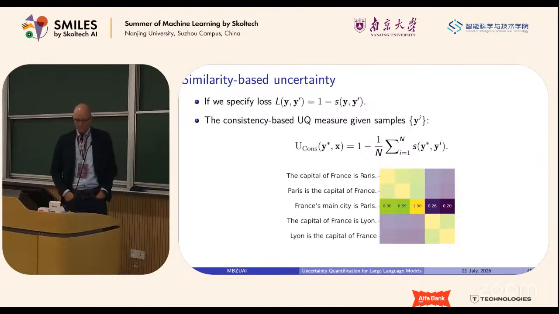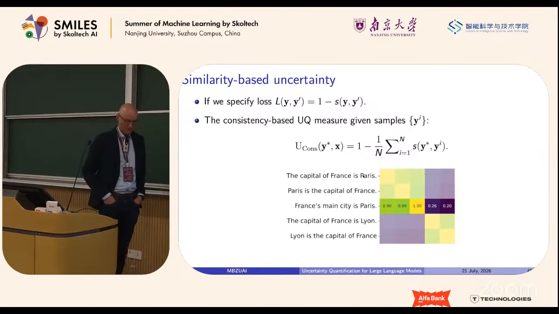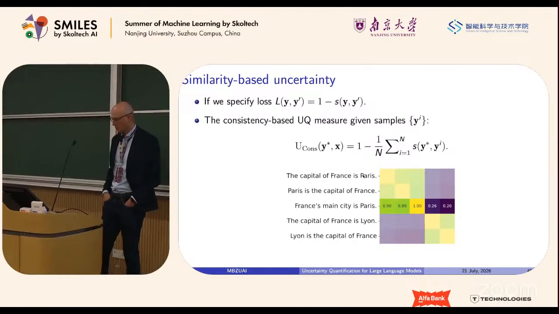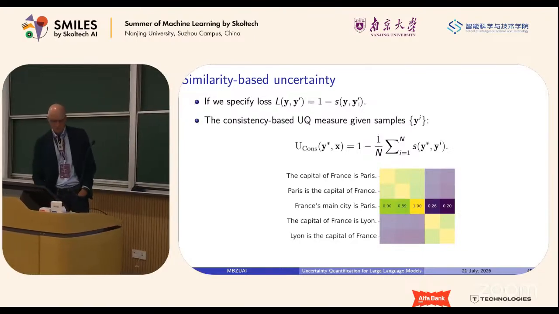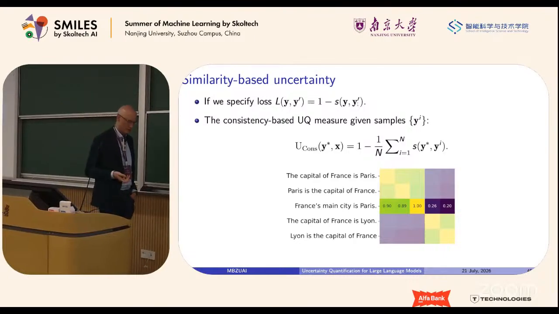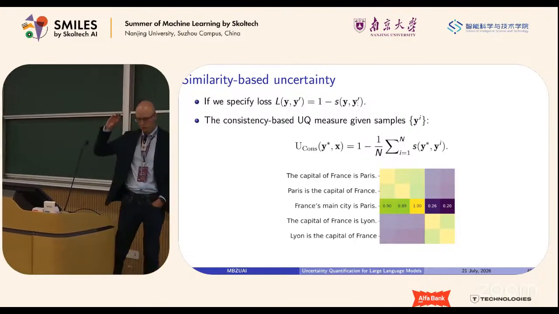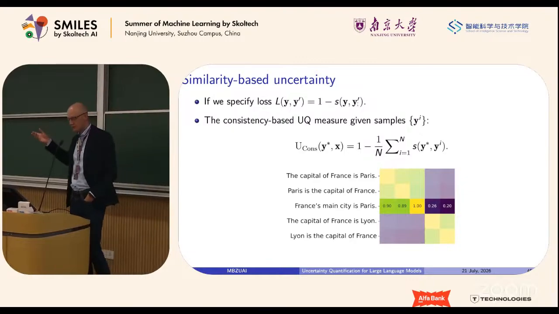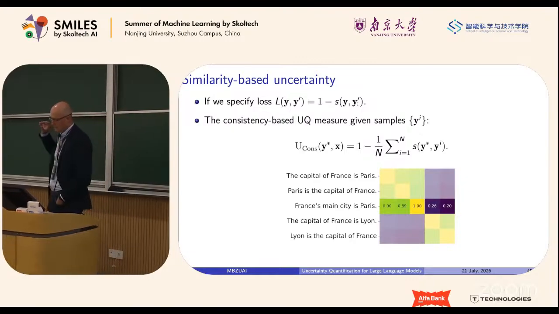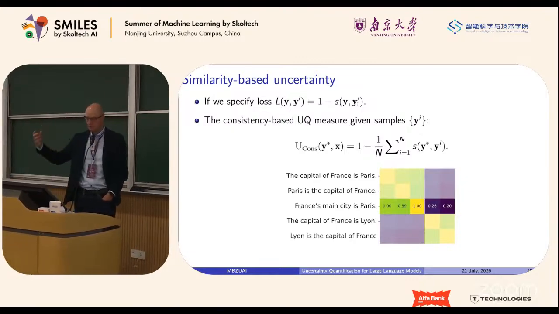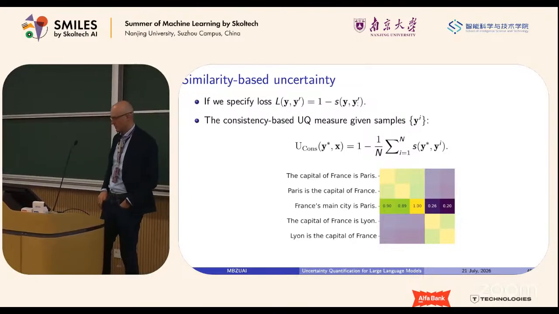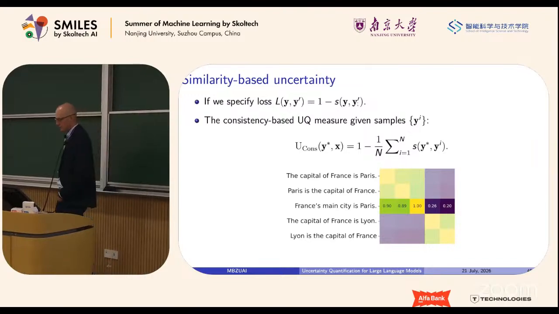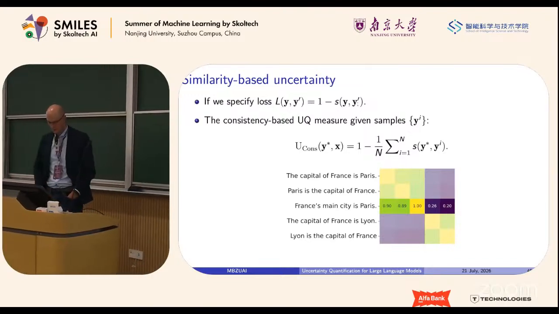From the risk perspective, if we define the loss this way, so we specify this loss as 1 minus the similarity of our sample answer to the true answer, then we get a principled estimate of uncertainty through this risk function, through this loss function.